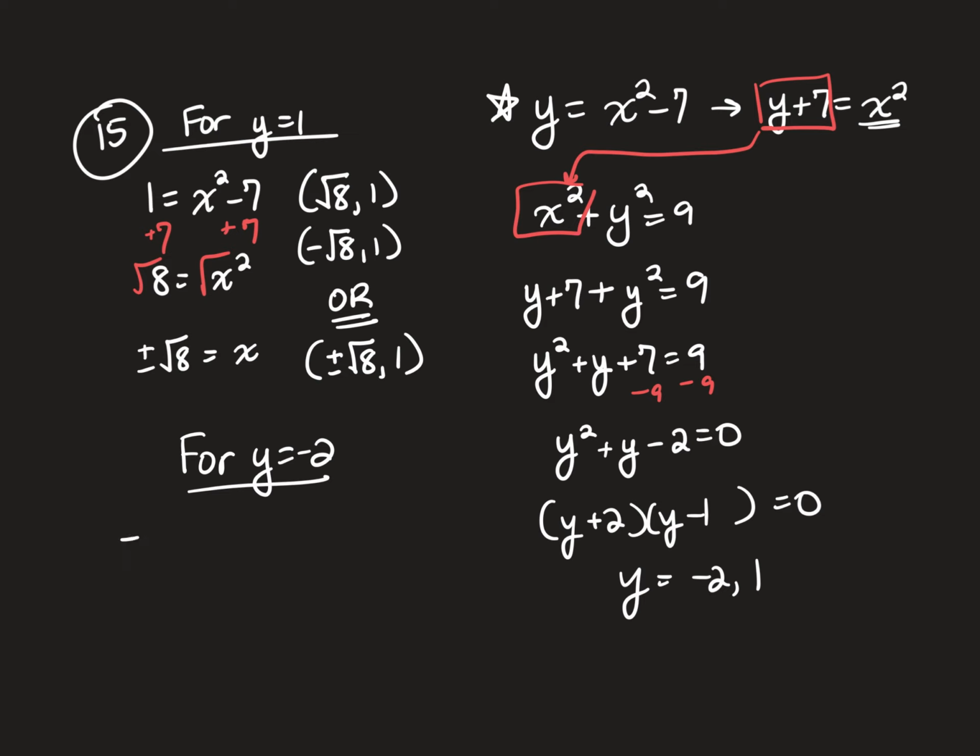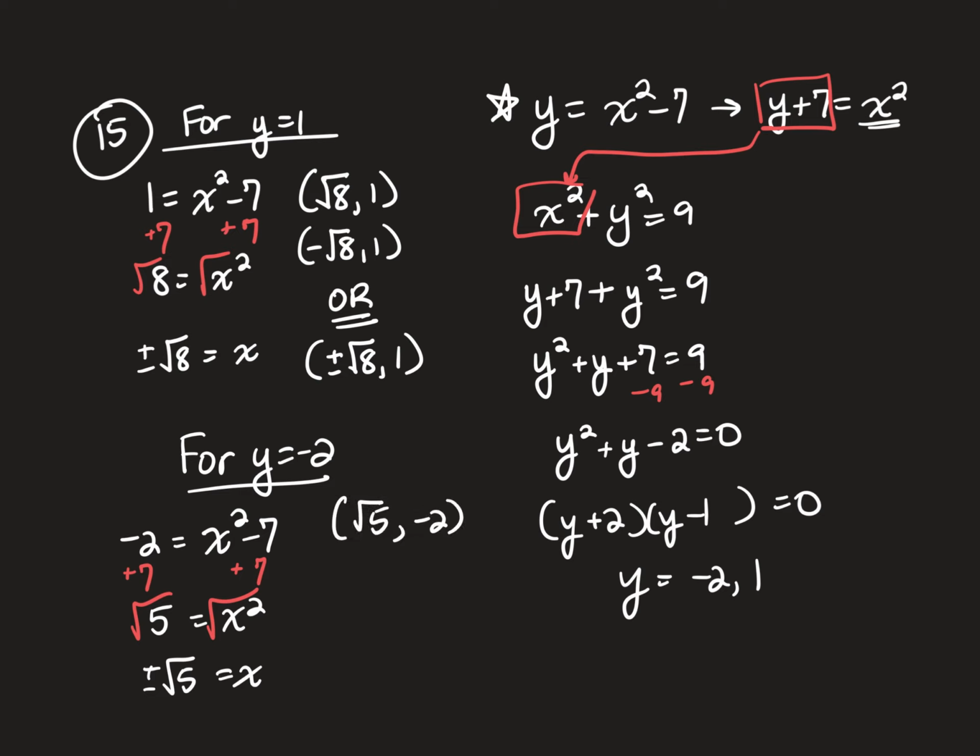So I'm going to do the same thing. Plug in negative 2, add 7 to both sides. I get 5 equals x squared. Again, take the square root of both sides. I get plus or minus the square root of 5 equals x. And then once again, I can write my solutions as the square root of 5 comma negative 2, negative square root of 5 comma negative 2. Or remember, I could write it as just plus or minus square root of 5 comma negative 2.